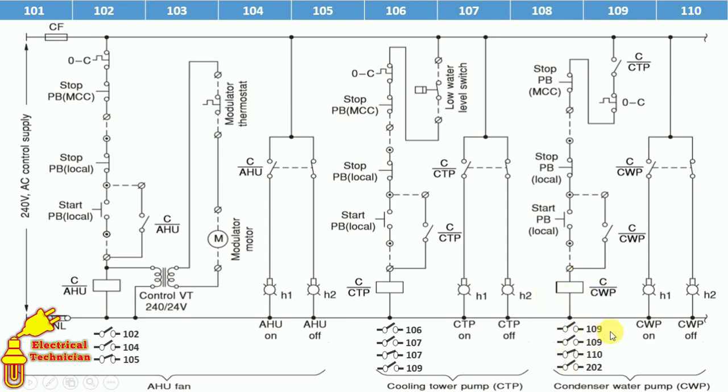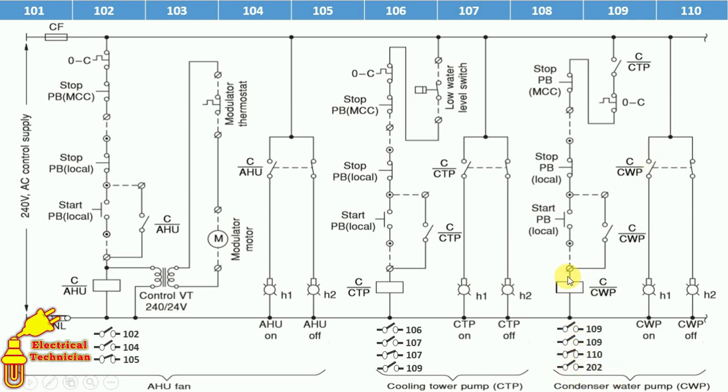Where these are used at 109, that is below this 109 here, it is auxiliary contact of condenser water pump. So this auxiliary contact is used here. Similarly, this auxiliary contact or NO contact is used here. Here 109 is written, so when we go below this location, this one is used. This is NO contact of condenser water pump. In this way, NC contact is here. It means at 109, 110, NO and NC contact is used.